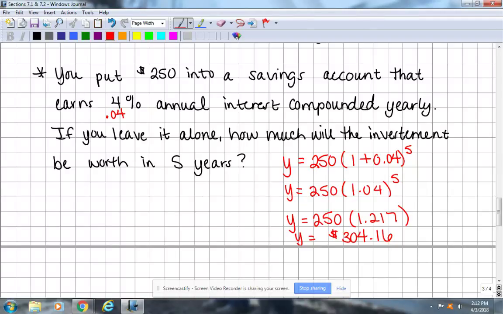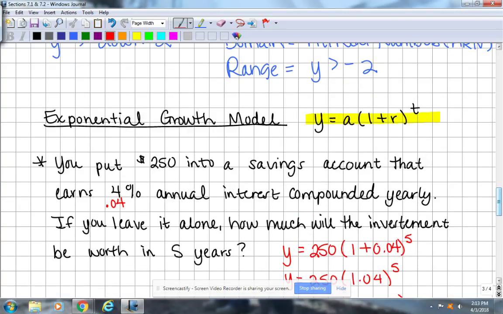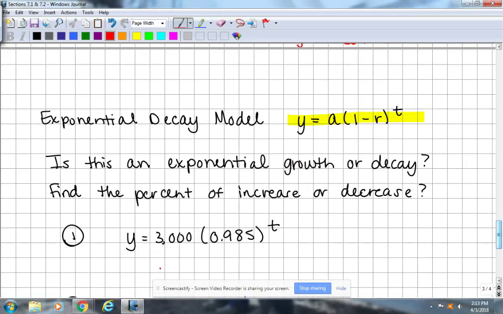So I gained $54.16 in 5 years, which is better than it would have got sitting in my dresser drawer or me spending it, right? All right, so that's exponential growth. You need to know that formula, 1 plus r to the t. The decay model, the only thing that's different is you're subtracting r. So exponential decay is a times 1 minus r to the t power.